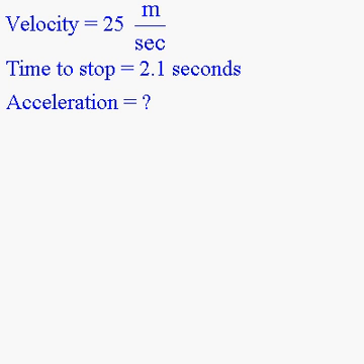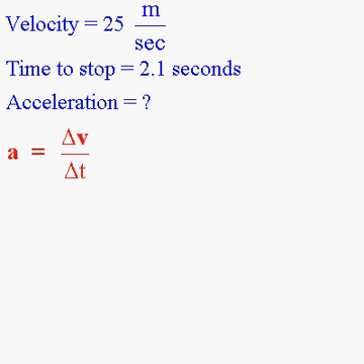In the first part of this example, we're told that a car is traveling with a velocity of 25 meters per second. The driver suddenly slams on the brakes, and it takes 2.1 seconds for the car to stop. The question is, what's the acceleration? Well, equation 1.3 relates these quantities.